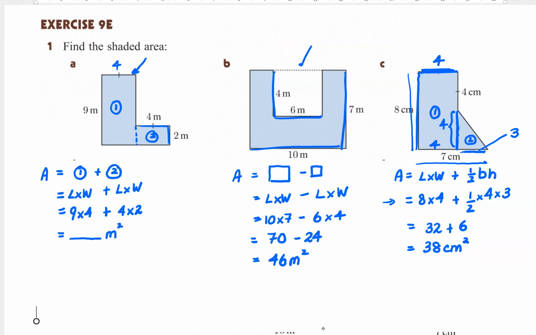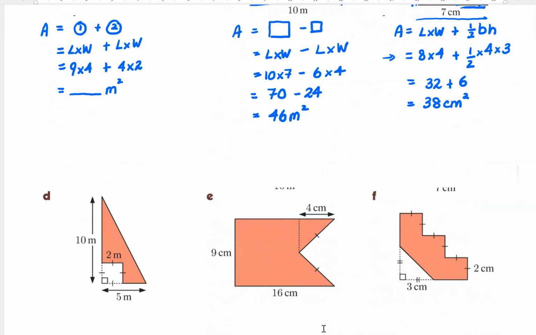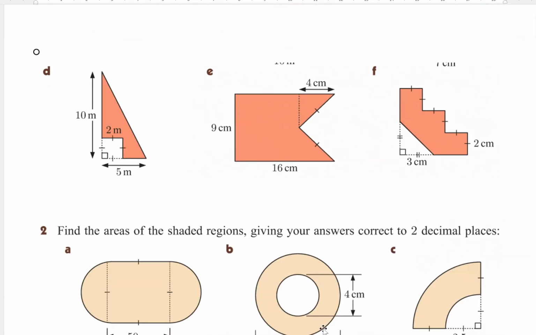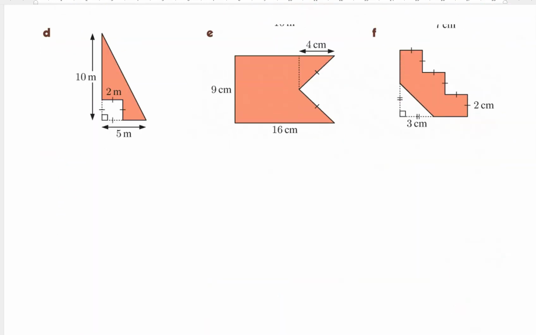So I hope that's making a little bit of sense to you. Look for splitting up your shapes into shapes that you have area formulas for. On to the next. Okay, what shapes do we see?